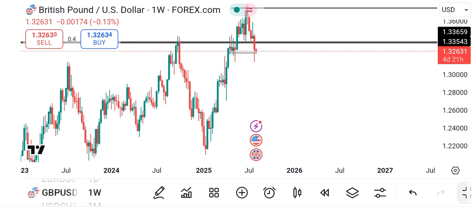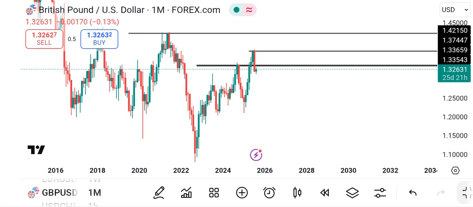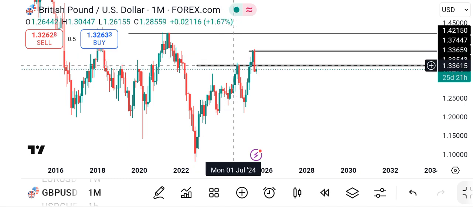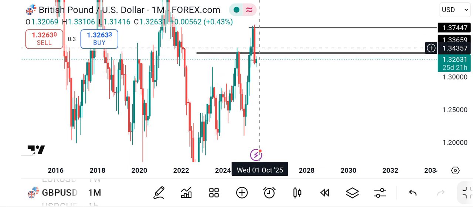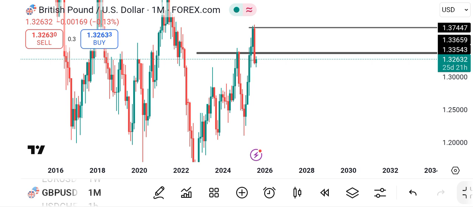The same thing here. If you understand structure, you can see that on monthly we broke this particular zone here. We broke it and closed above it. That is a sign of strong bullishness in the market. You can see, let me pick it out for you guys.